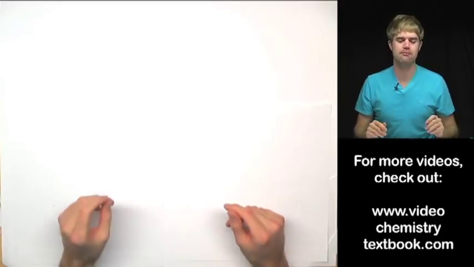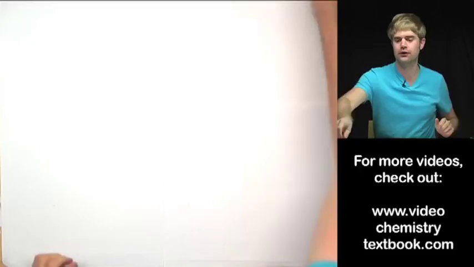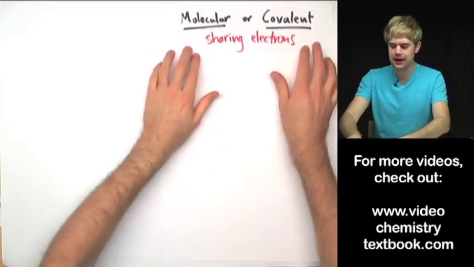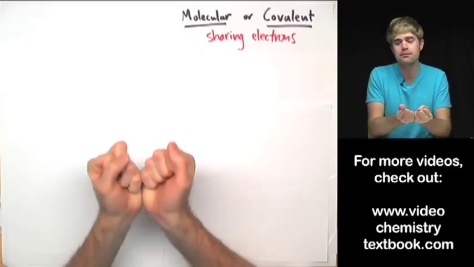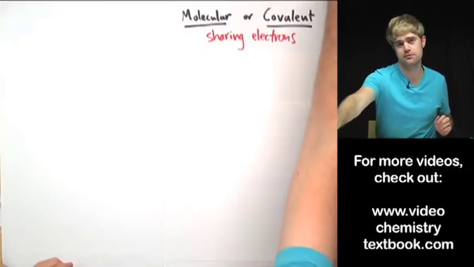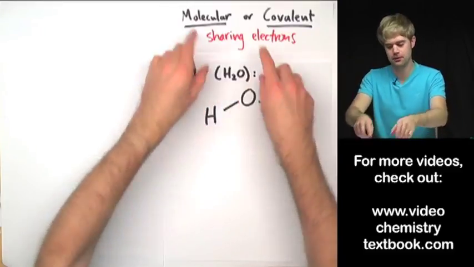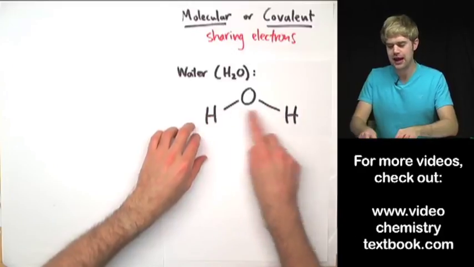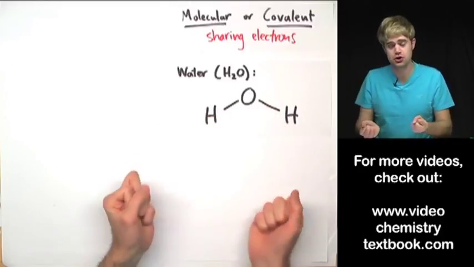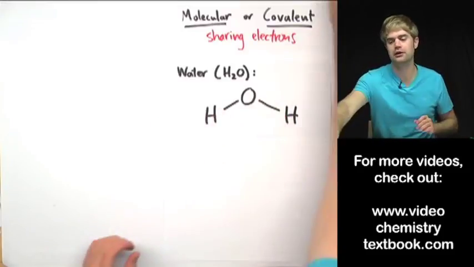So one really important difference is how the atoms in these compounds are held together. In molecular or covalent compounds, the atoms that make them up are held together because they're sharing electrons. Here's what I mean. Water, H2O, is a very common molecular compound. It's made of one oxygen and two hydrogens, and these lines between the atoms show that they're connected, and they're connected because they're sharing electrons.